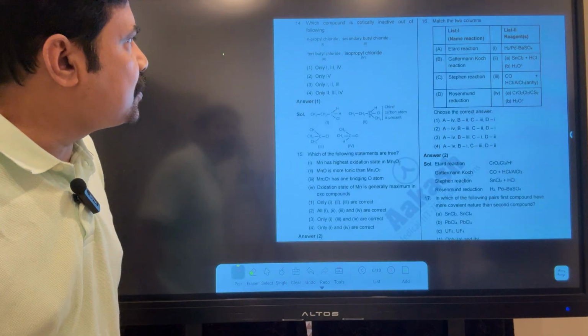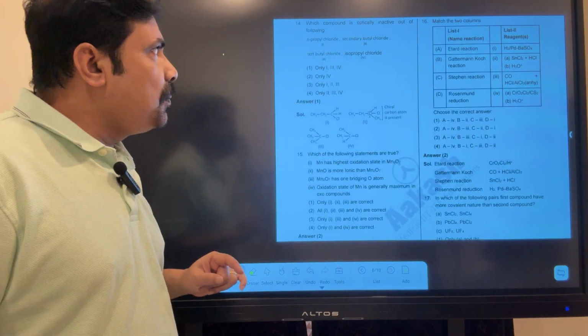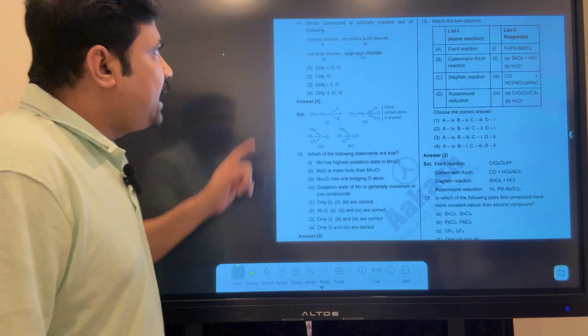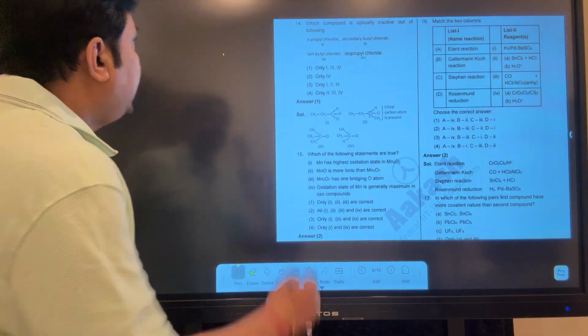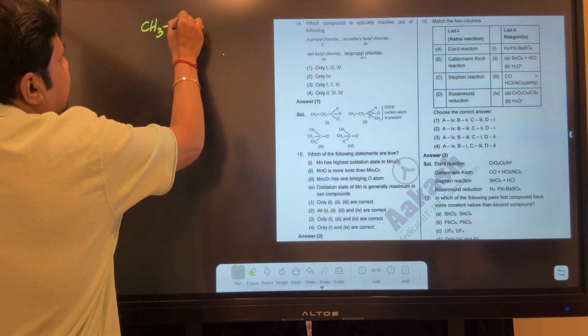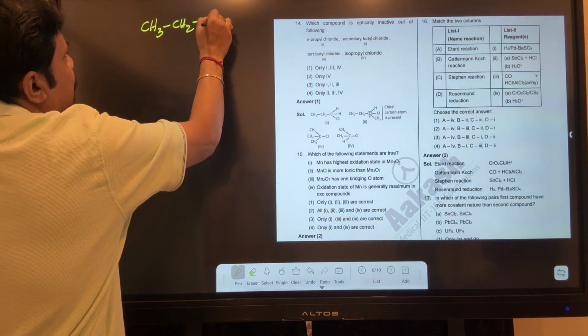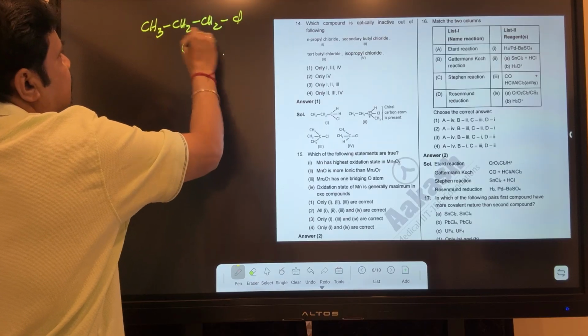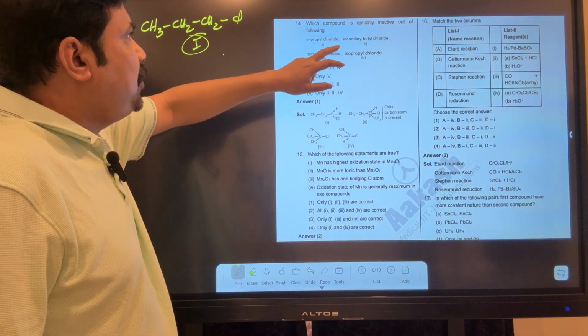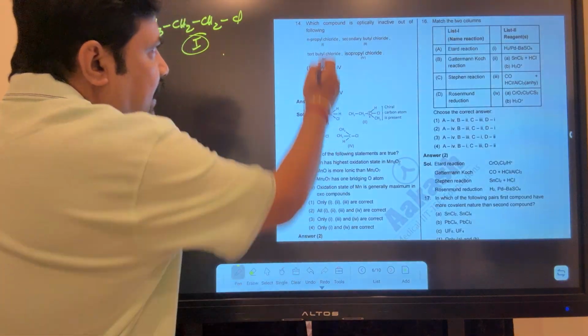If you look at the next question, they are asking which compound is optically inactive out of the following. Now look at N-propyl chloride. N-propyl chloride means normal propyl chloride, my dear student: CH3, CH2, CH2, Cl. This is structure 1. There is no chiral center, so there is no question of optical activity. These are optically inactive.